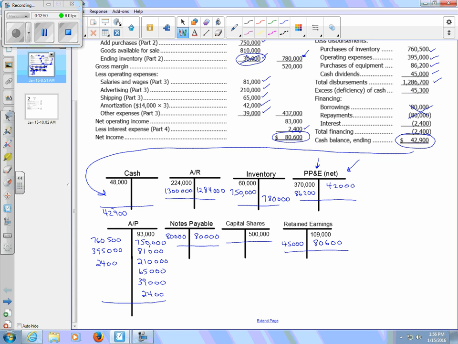Say that again, Samantha? We did say that the statement of cash flows calculates how much should be in the cash account. We haven't done anything with it, correct, but we're going to take this final total that was calculated on the statement of cash flows.